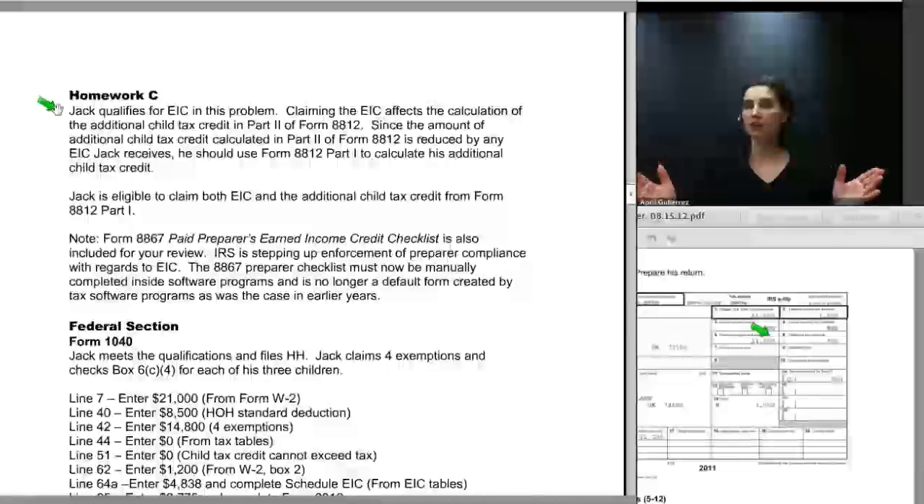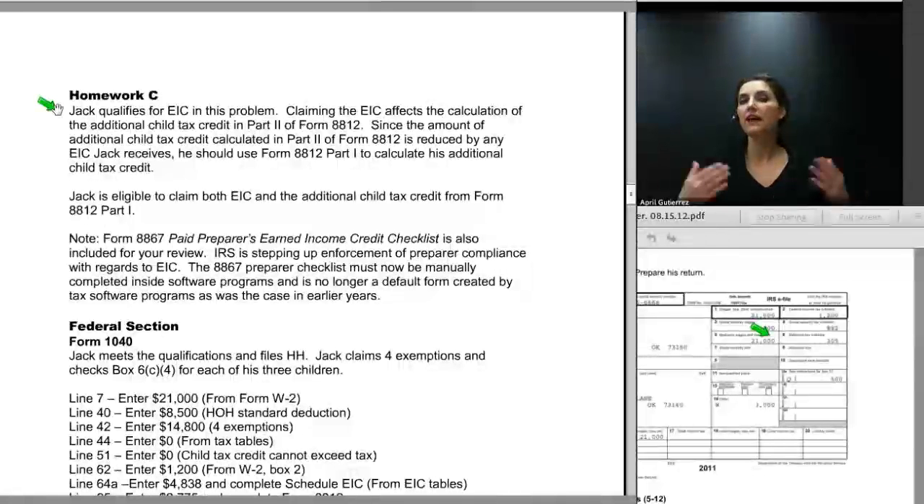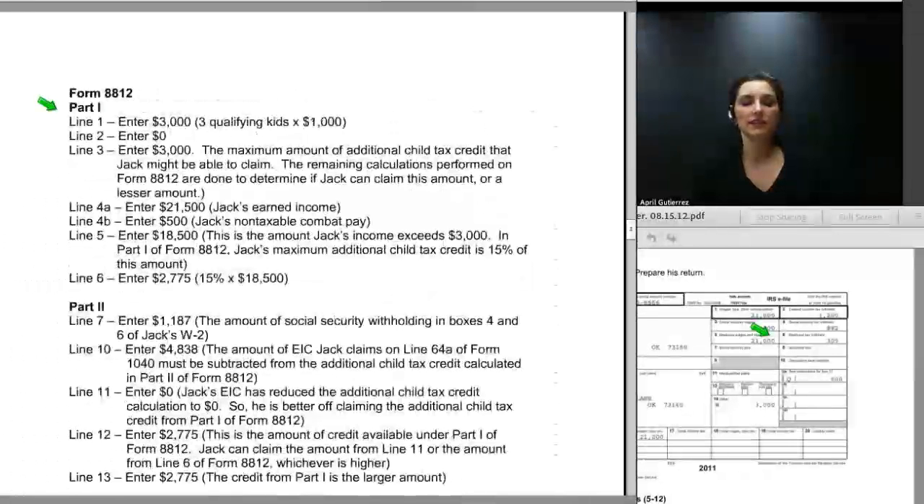because we've made him single, and because he's maintaining a home for himself and his 3 children and he's not married, he's going to qualify for the head of household filing status. And now that he's head of household, he gets the earned income credit. So let's see how things change when he gets EIC.